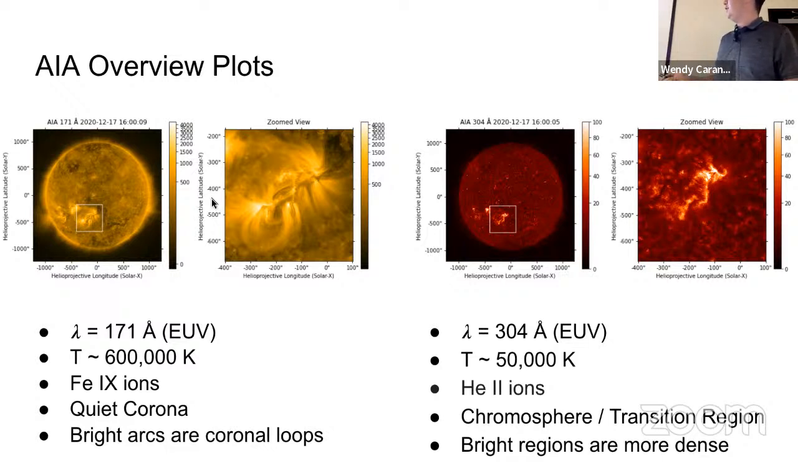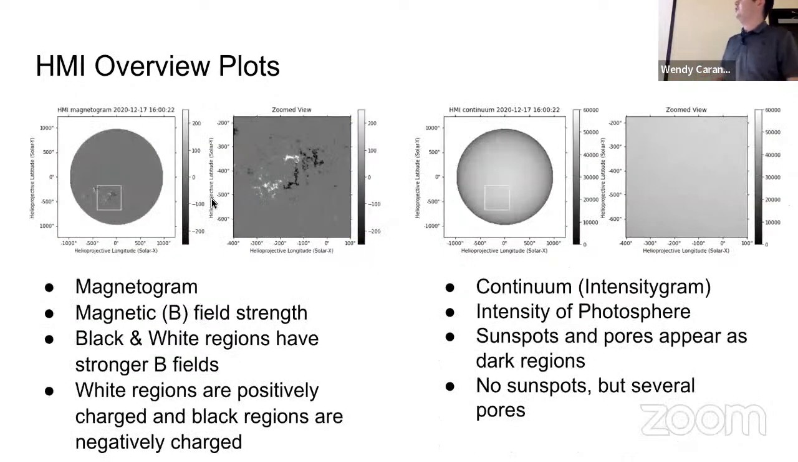Then on the right over here, we have the 304 angstroms. Same idea, still in the extreme ultraviolet range, except now we're looking at the chromosphere and the transition region, like the border between them, so the upper part of the chromosphere mainly. The temperature is a lot cooler here, down to about 50,000 Kelvin, and we're looking at helium-2 ions. The bright areas here indicate an area that has a higher density, so that is where the filaments are located. You can see this is the filament that we're looking at right here, in the area with higher density.